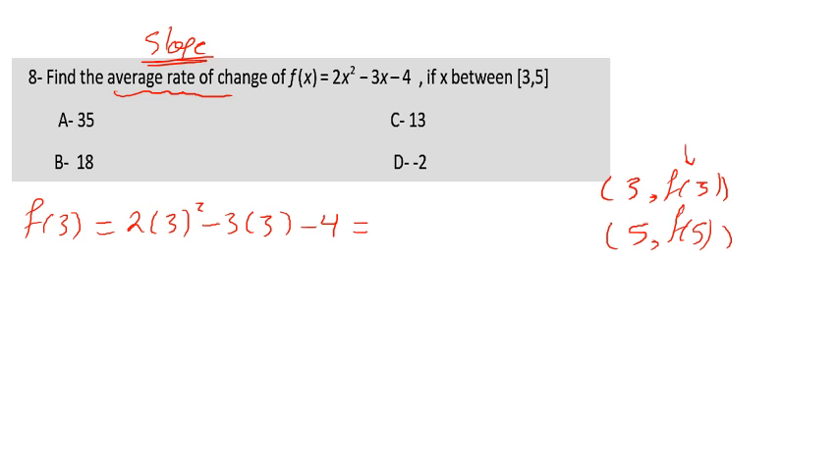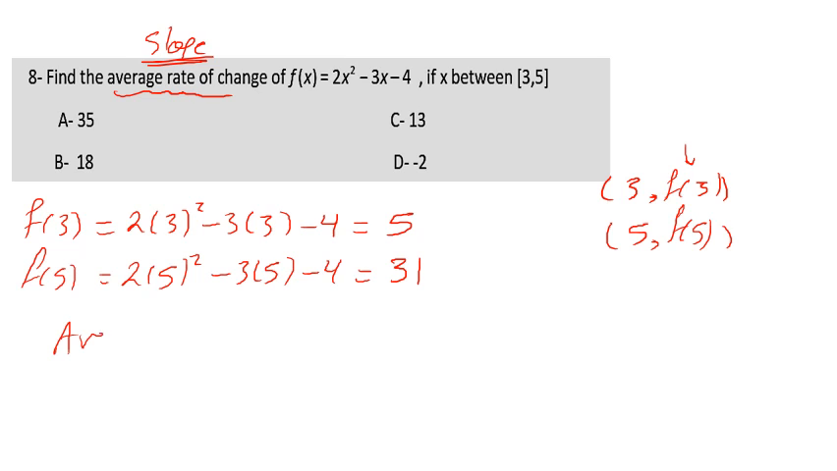So 3 squared is 9. 9 times 2 is 18. 18 minus 9 is 9. 9 minus 4 is 5. And f of 5 is equal to 2 times 5 squared minus 3 times 5 minus 4. And 5 squared is 25 times 2 is 50. 50 minus 15 is 35. 35 minus 4 is 31.